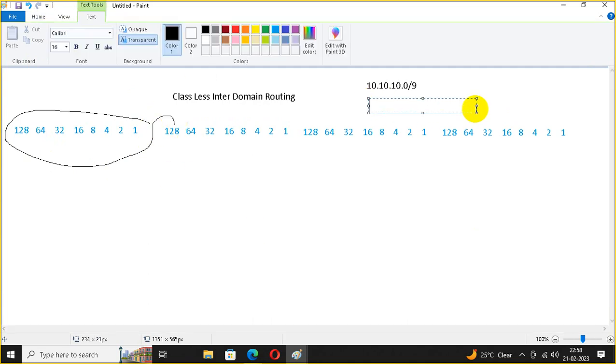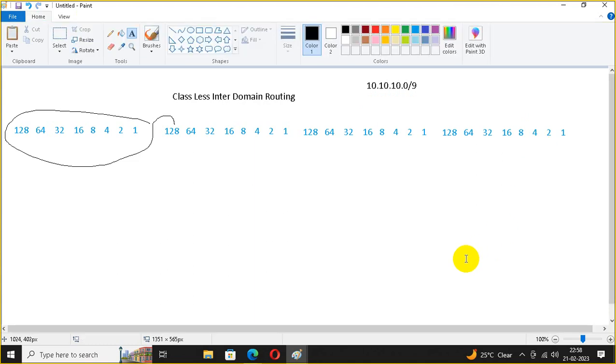What I told you: whenever one box is full, it will jump to the next. Then it will be 255.128.0.0. Clear? Not clear, sir. Okay, fine.